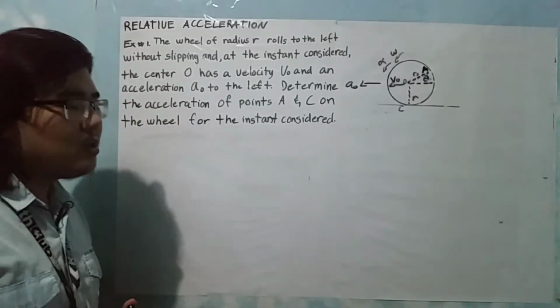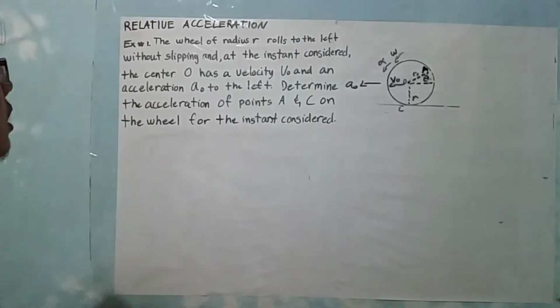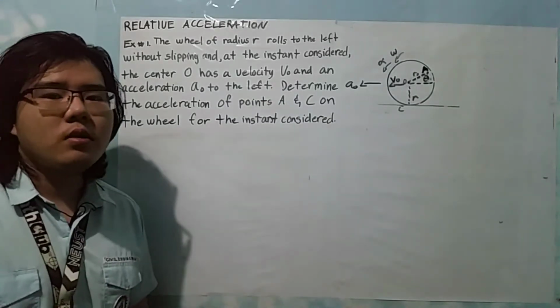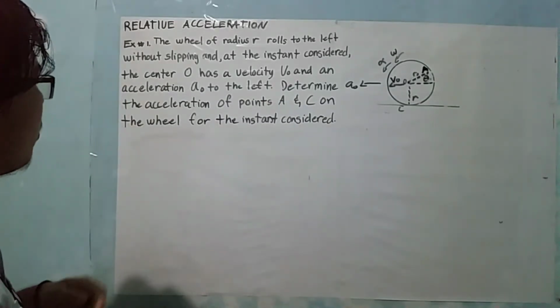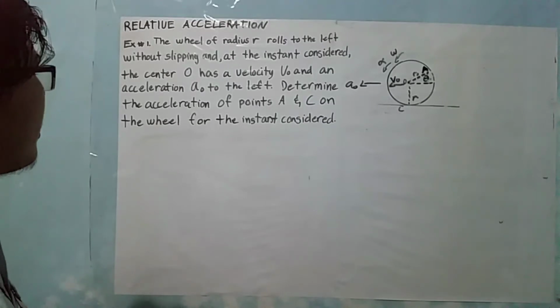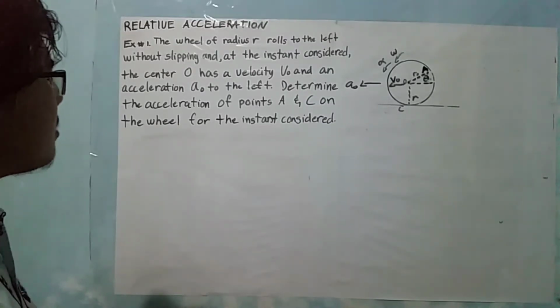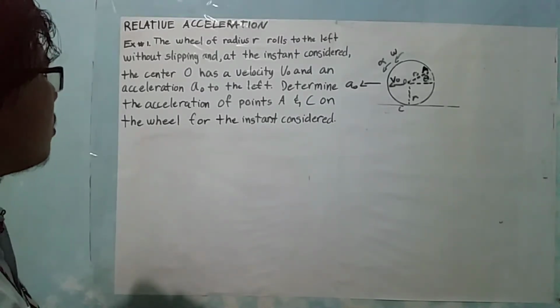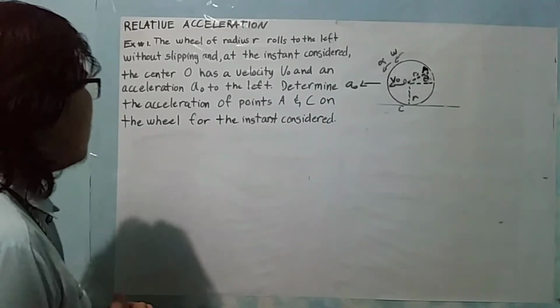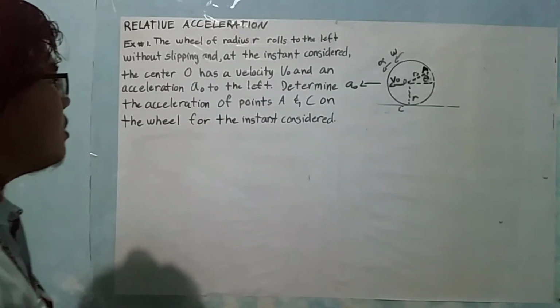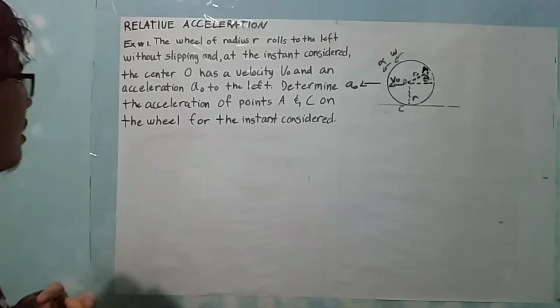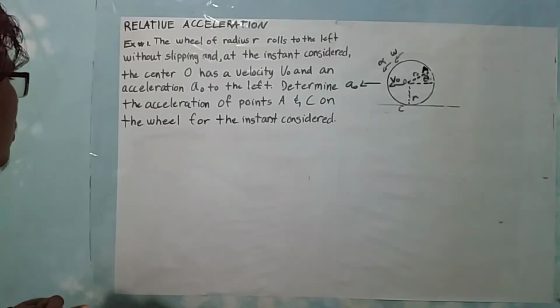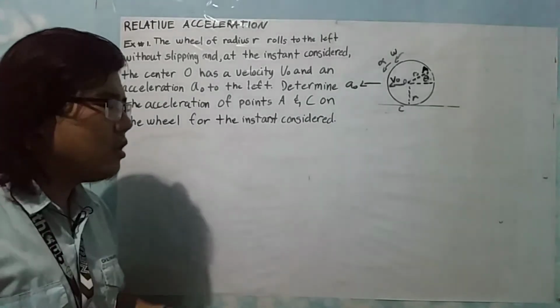Now we're going to discuss example number 1 from relative acceleration. So let's begin. The wheel of radius r rolls to the left without slipping, and at the instant considered, the center O has a velocity v sub 0 and an acceleration a sub 0 to the left. Determine the acceleration of points A and C on the wheel for the instant considered.